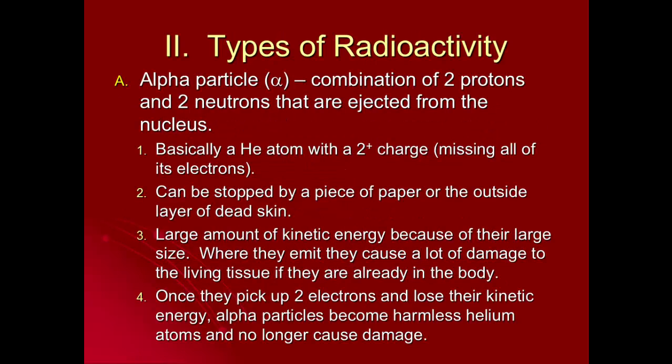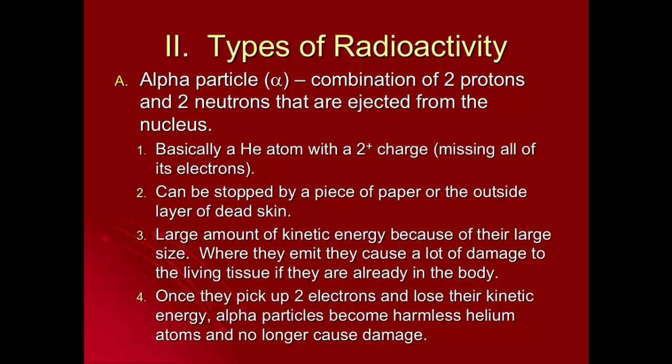So there are several types of radioactivity. We're going to talk about three of them. The first is an alpha particle. An alpha particle has 2 protons and 2 neutrons, so it's basically a helium atom, and it's ejected from the nucleus. And it would have a 2+ charge unless it picks up electrons along the way.